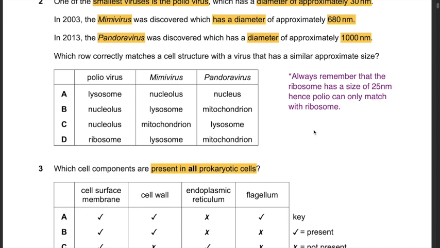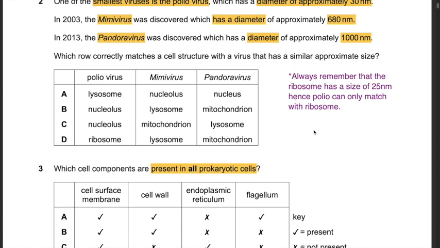Once you see a question asking which cell structure has a similar size to a virus, first think about the size of a ribosome. The size of a ribosome is 25 nanometers. And which virus matches exactly with the size of a ribosome? That has to be the polio virus. And the only answer that has ribosome under polio virus is answer D. Nonetheless, let's look at answer D.